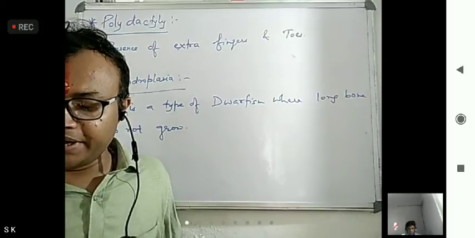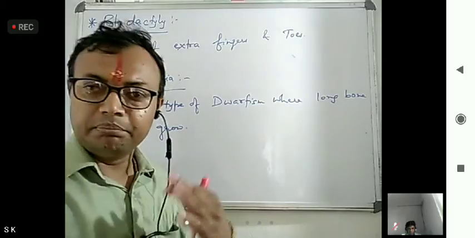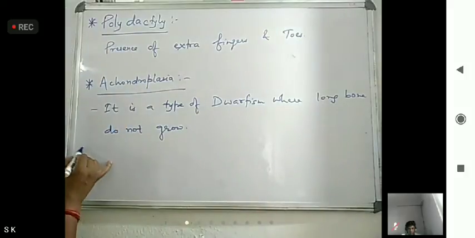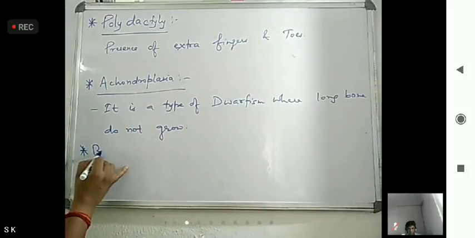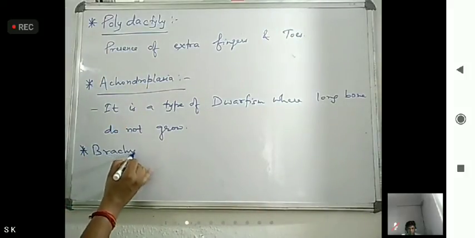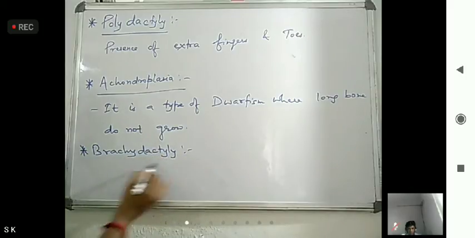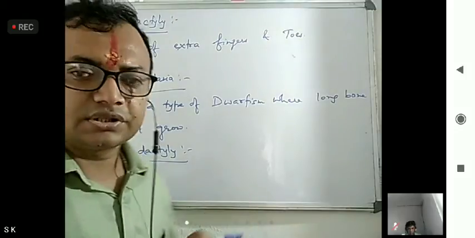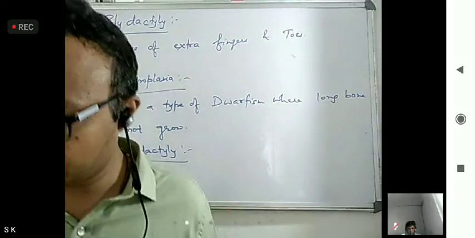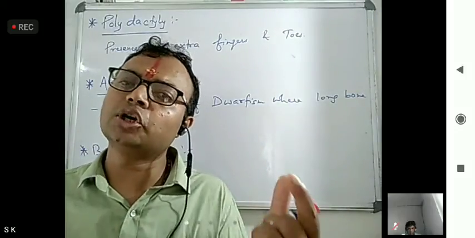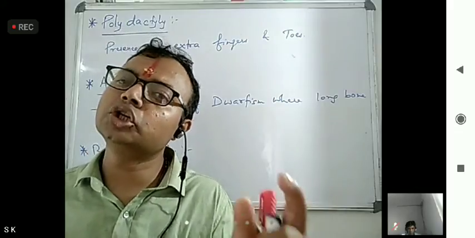Next is brachydactyly. Brachydactyly. Here what happens? Abnormal growth. Okay, abnormal short fingers and toes.